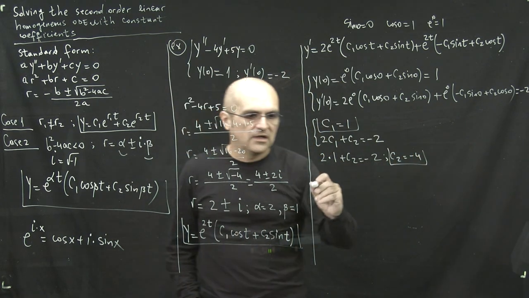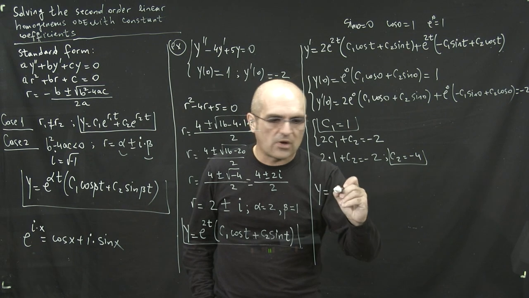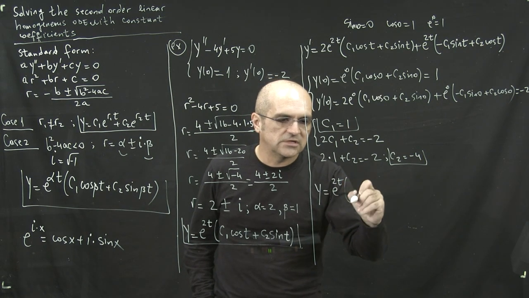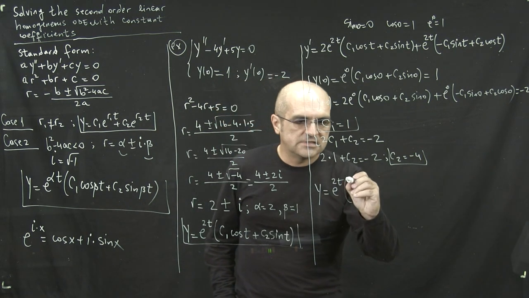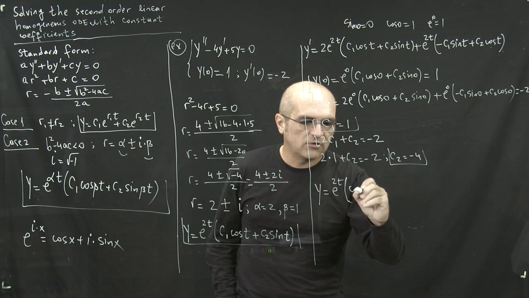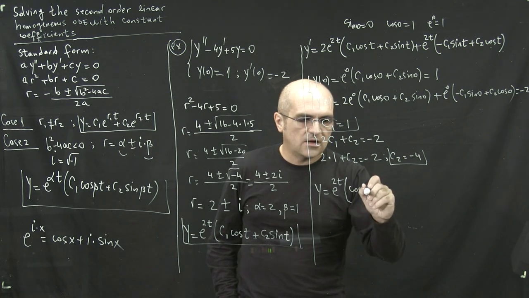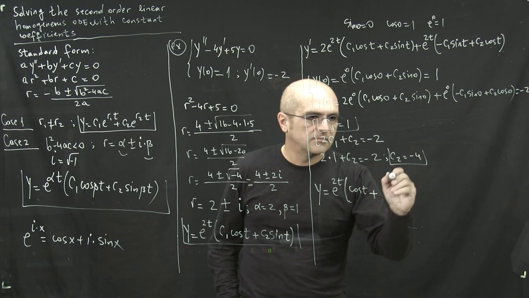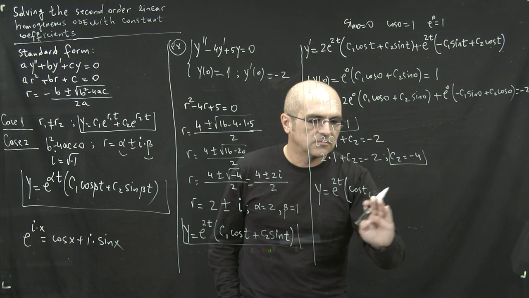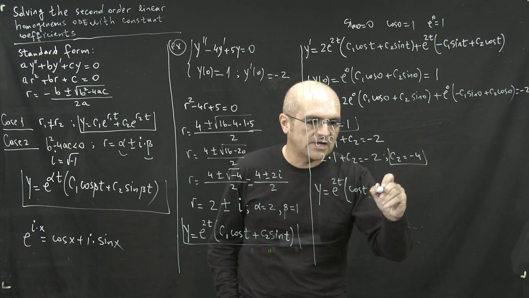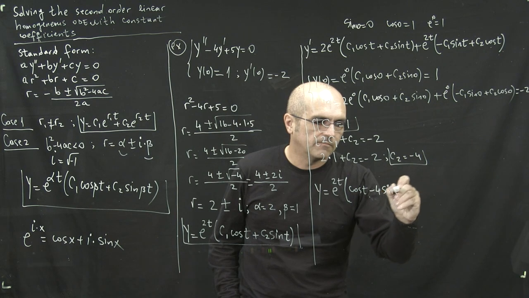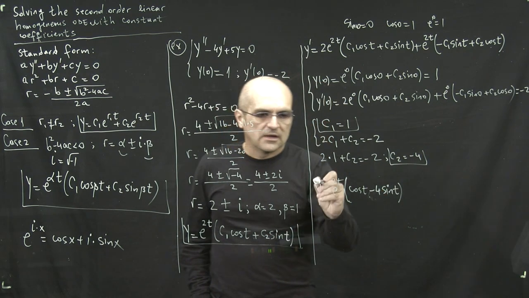So therefore the final solution of the initial value problem is e to the 2t times C1, which is 1, cosine of t, plus or minus 4, because C2 is minus 4, sine of t. And that's the solution.